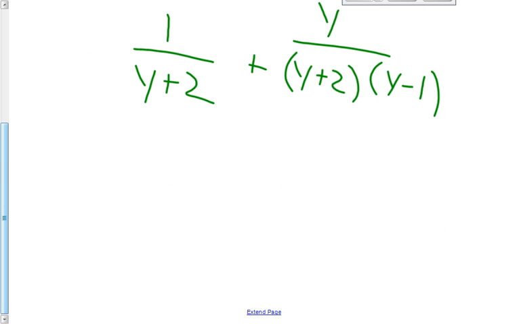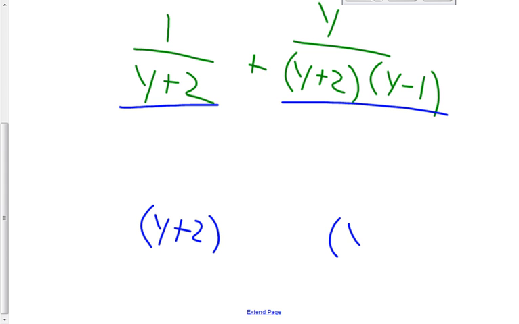So now, class, they both have a factor. Now, our goal here now is to get common denominators. This denominator and this denominator both have a y plus 2 term. So we're going to have y plus 2 as part of our least common multiple. Now this one has a y minus 1, and this one does not. So the one on the left needs a y minus 1. So your common denominator is also going to have a y minus 1 term in it.